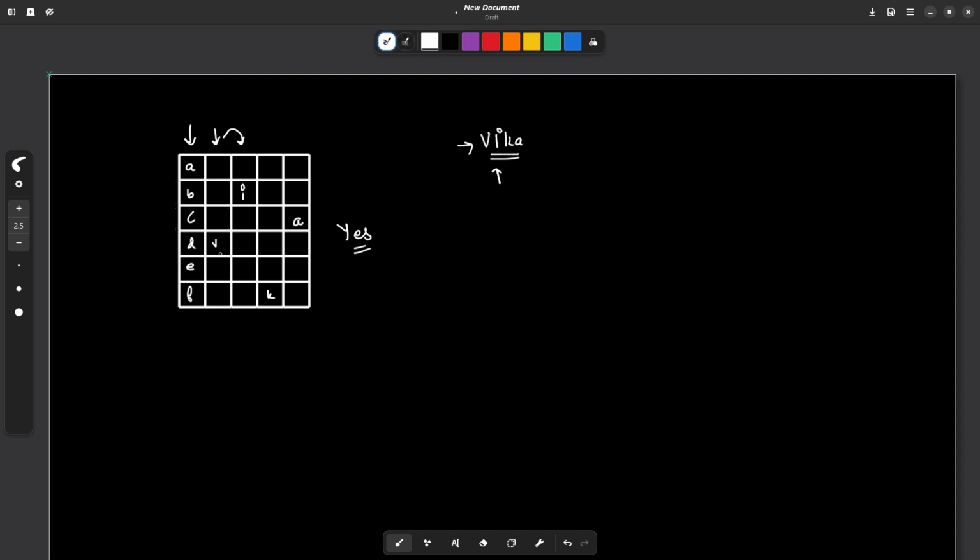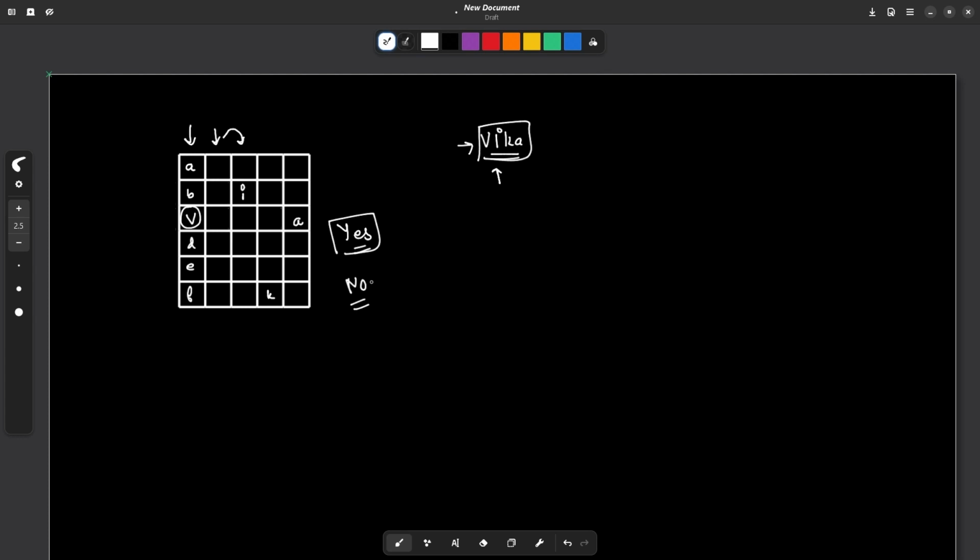Otherwise, if I cannot find all the values V, I, K, A in this particular order, the answer will be no. I've written all the 4 characters in consecutive columns here, but it is not at all necessary for them to be in consecutive columns. For example, if V was here, then it would have been totally fine as well, and the answer in that case will also be yes. So our goal is to find this particular string Vika, and it should be present in such a way that all the characters are in order. Order means that V should occur before I, K, A, and then I should occur before K, A, and so on. And the character can be present in any row of that particular column. So this is how you had to find this particular string Vika.